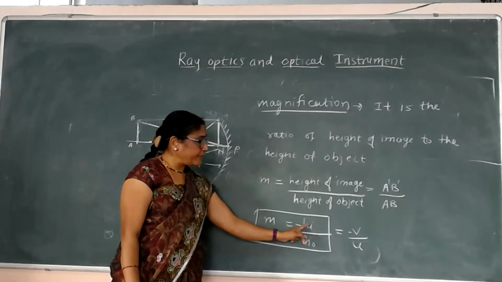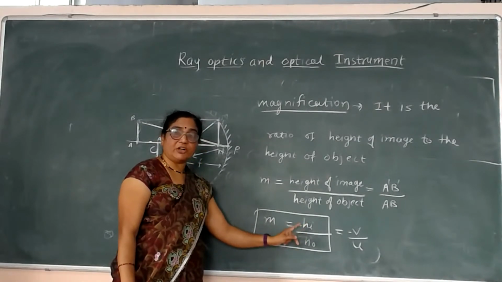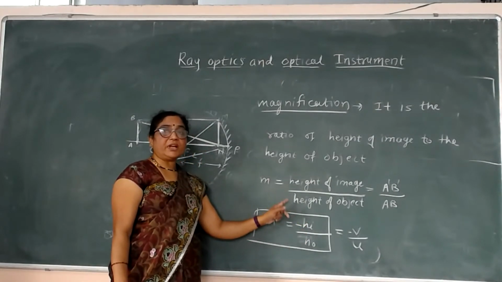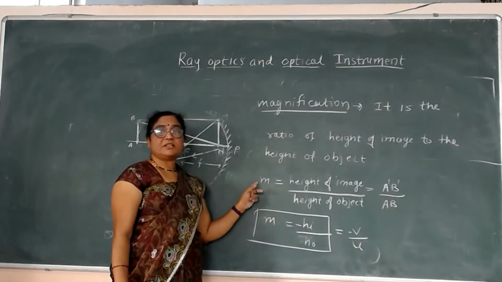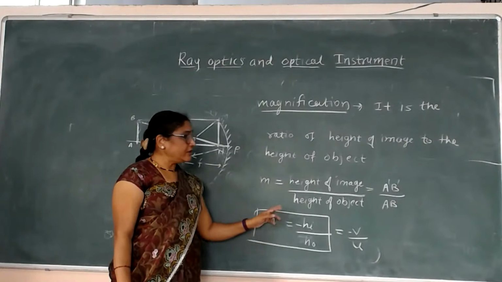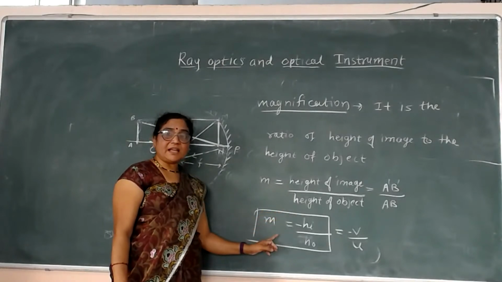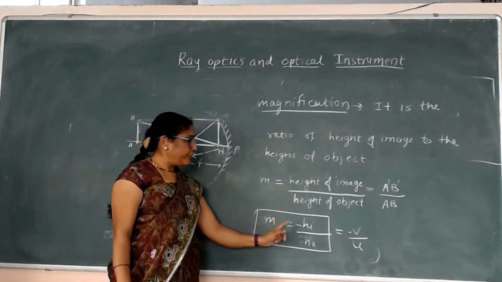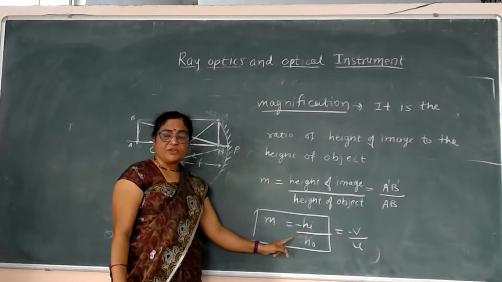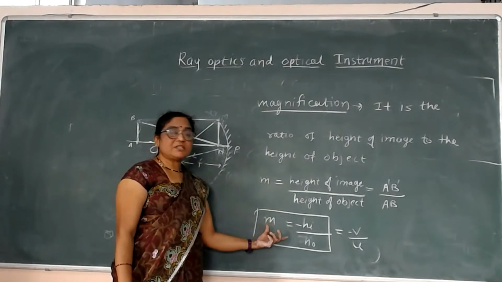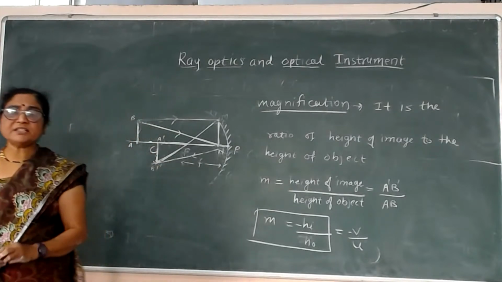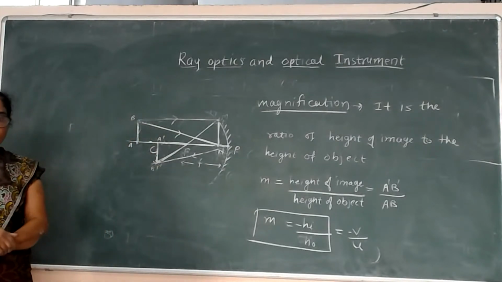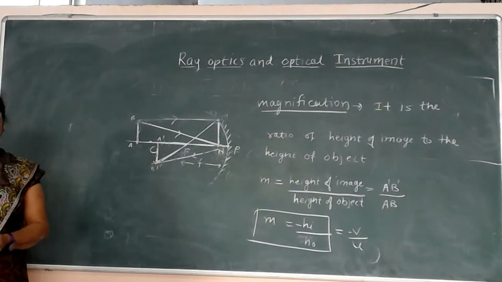When the height of image and height of object are equal, magnification is equal to 1, which means the image is the same as the object. Otherwise, if the image is less than the object, we get a minus sign. We use this formula for the numericals: magnification is equal to height of image by height of object.